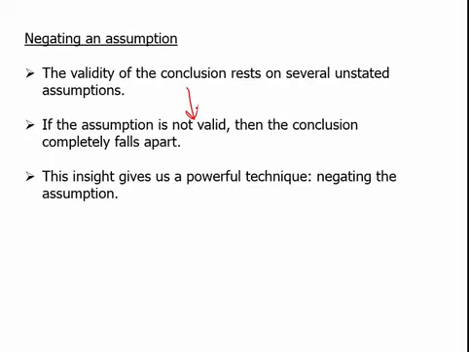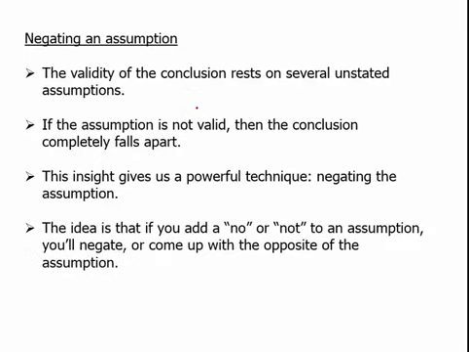So if something is an actual assumption and we attack that assumption and say the opposite of that assumption, then the conclusion should fall apart. If it doesn't fall apart, if it's unscathed, then we know we're not dealing with an assumption. And that's called negating an assumption. You add a no or not to one of those 2 remaining answer choices. Therefore, you're coming up with the opposite of that assumption. And if the argument still holds together after you've added that no or not, then that's not an assumption.